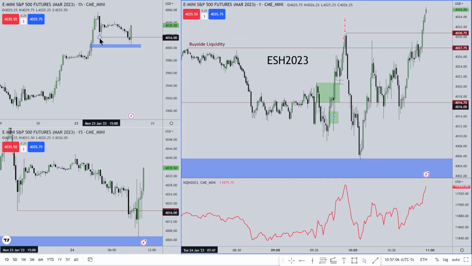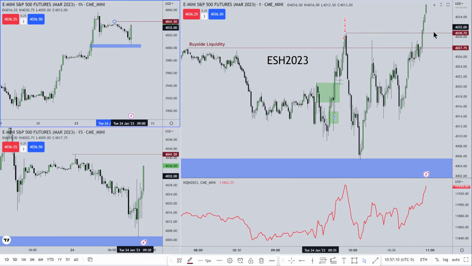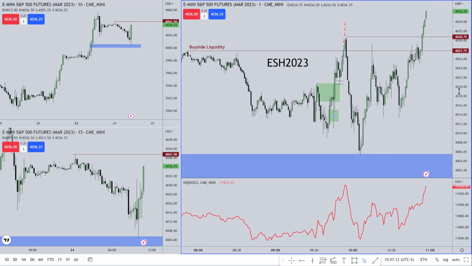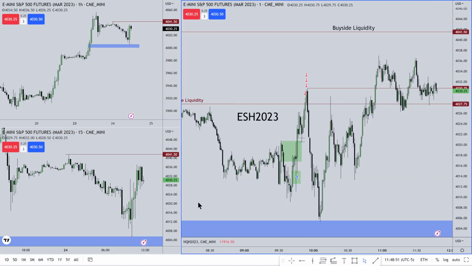Right here, there's your buy side next. Let me make sure I have it on the chart over here. Sorry, getting lost in my discussion. So there's buy side liquidity at 40, 41, 50. Gun to my head, maybe a higher high looks likely on this one.